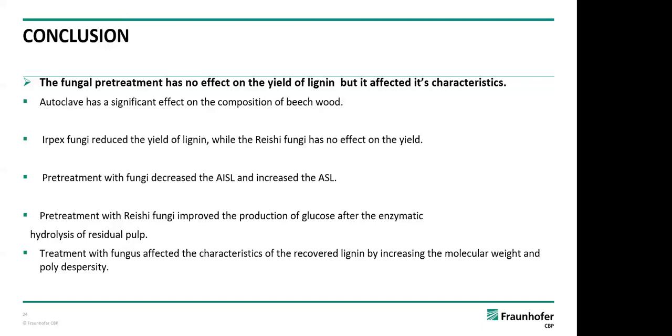Pretreatment with Ritchie fungi improved the production of glucose after the enzymatic hydrolysis of residual pulp. Treatment with fungus affected the characteristics of the recovered lignin by increasing the molecular weight and polydispersity.